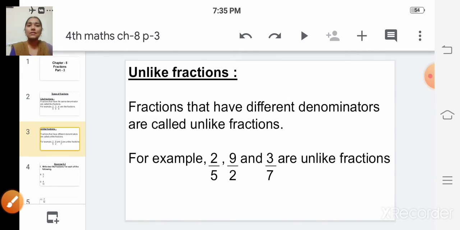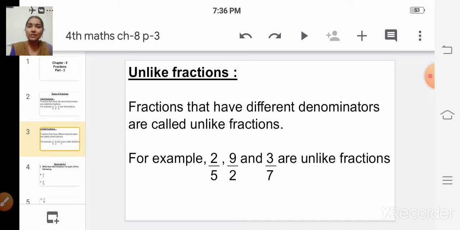The next one is unlike fractions. What is unlike fractions? Fractions that have different denominators are called unlike fractions. For example, 2 by 5, 9 by 2 and 3 by 7 are unlike fractions.